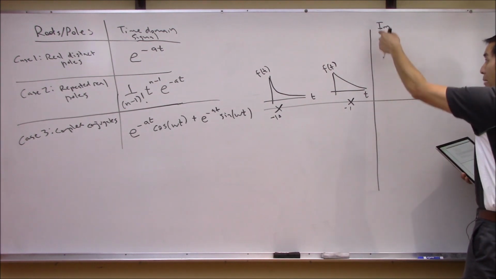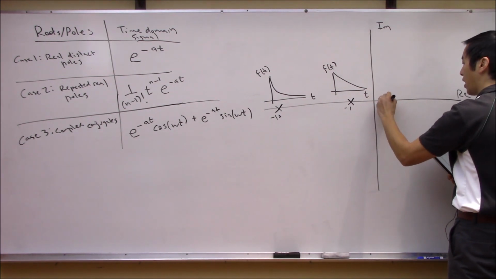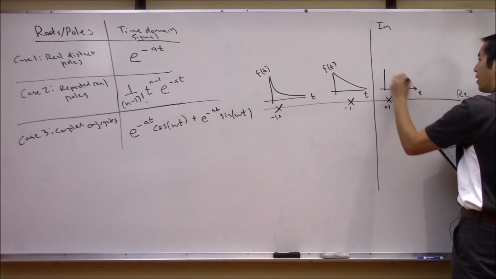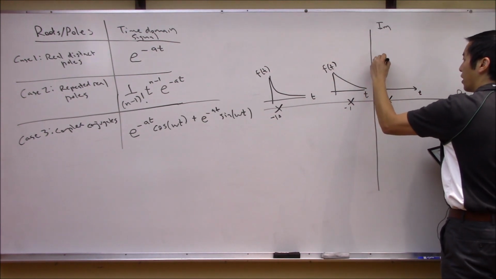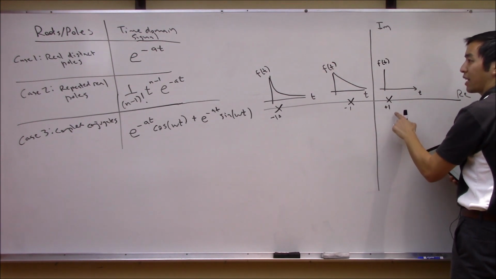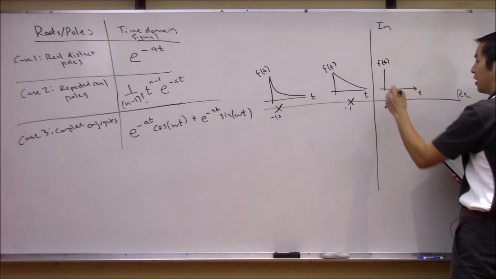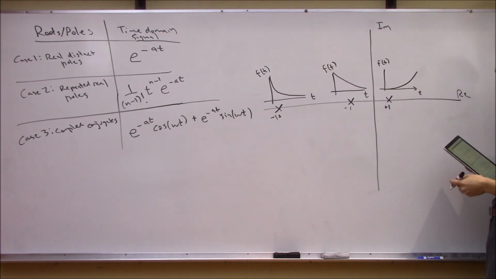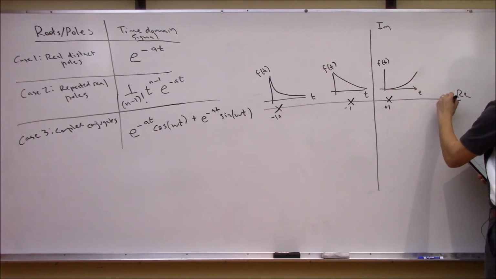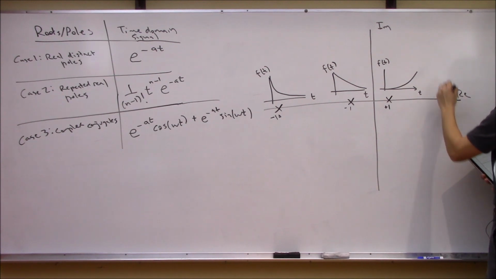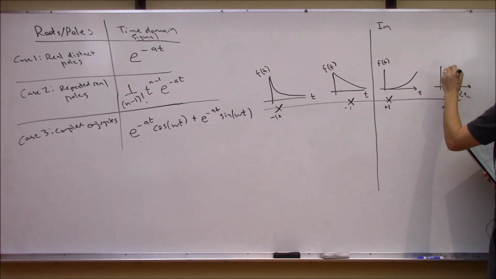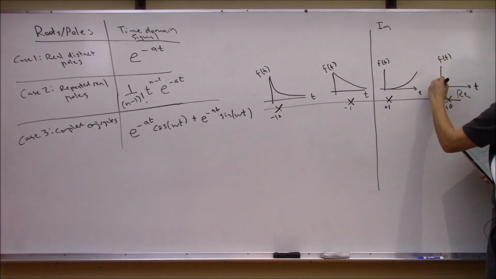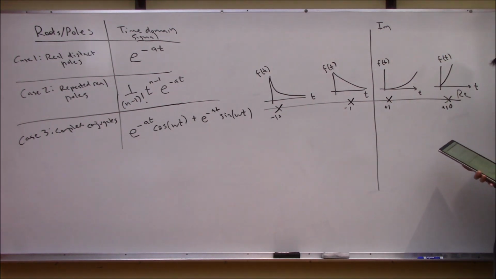Contrast that with a pole that crosses the imaginary axis. Let's say you had a pole right here at positive 1. What does f of t versus t look like? Well, in this case, this looks like an e to the positive 1t, so it grows exponentially. It's going to blow up. And let's look at one way out here, say, positive 10. In this case, this is going to look like e to the positive 10t, which also blows up, but a lot faster.